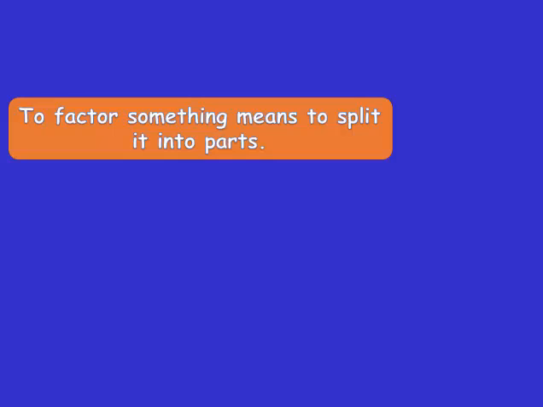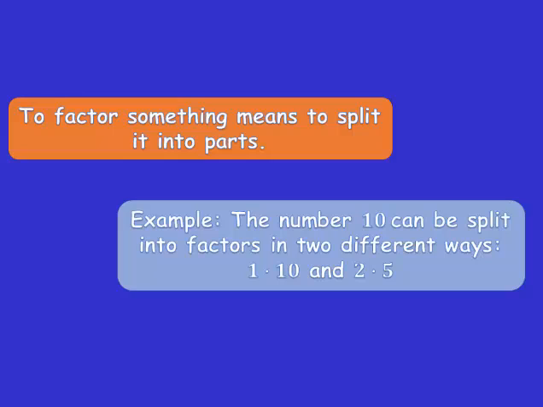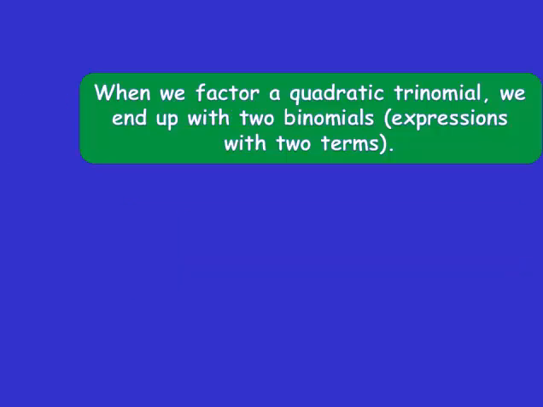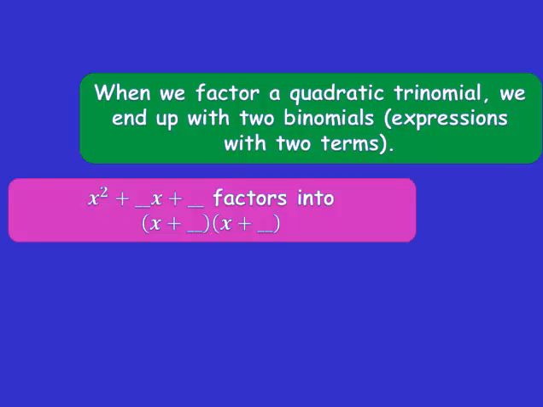To factor something means to split it into parts. Example, the number 10 can be split into factors in two different ways, 1 times 10 and 2 times 5. When we factor a quadratic trinomial, we end up with two binomials, expressions with two terms. X squared plus something x plus something factors into x plus something times x plus something.